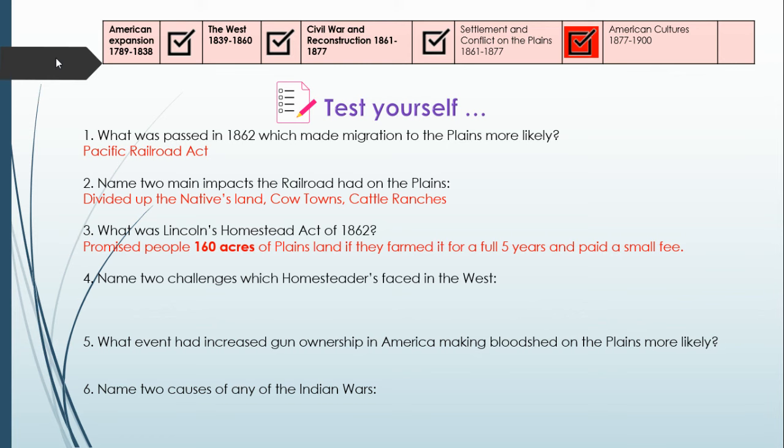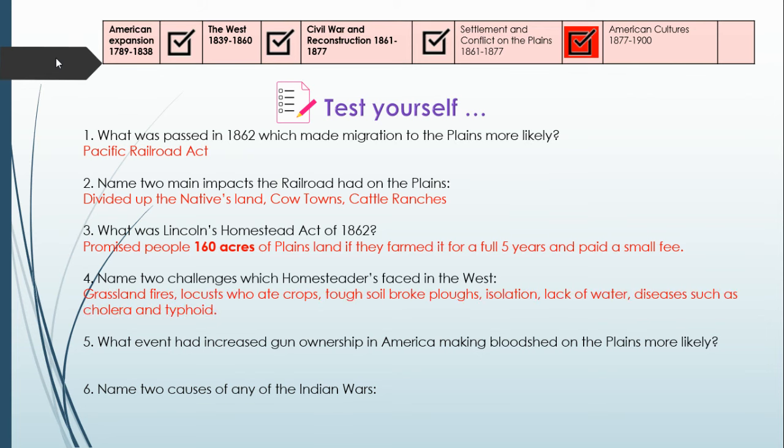Number 4, name 2 challenges which homesteaders faced in the West. Remember, it was promised to be almost an easy way of setting up a farm, but that proved to be untrue. There were lots of different challenges that you could have had if you just pick 2 from the examples that you can now see. So grassland fires, locusts, tough soil which breaks plows, isolation, lack of water, diseases such as cholera and typhoid.